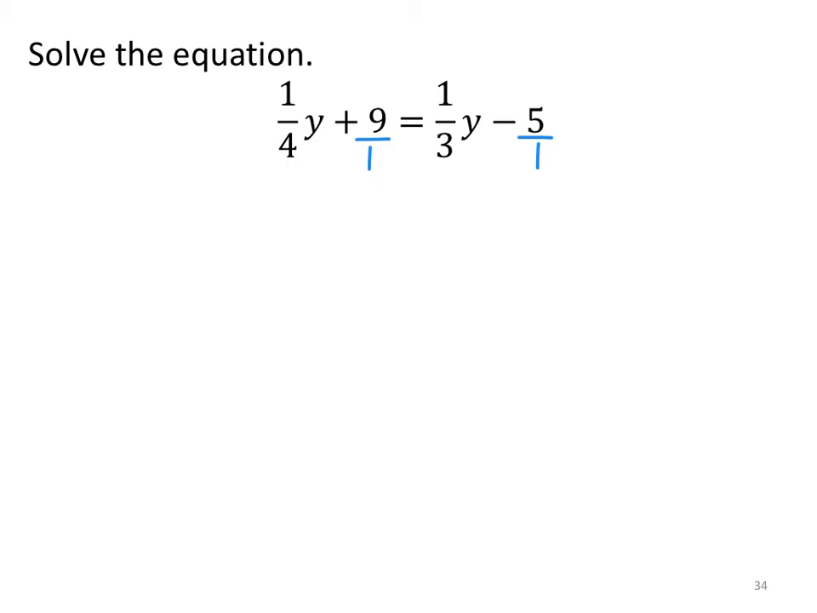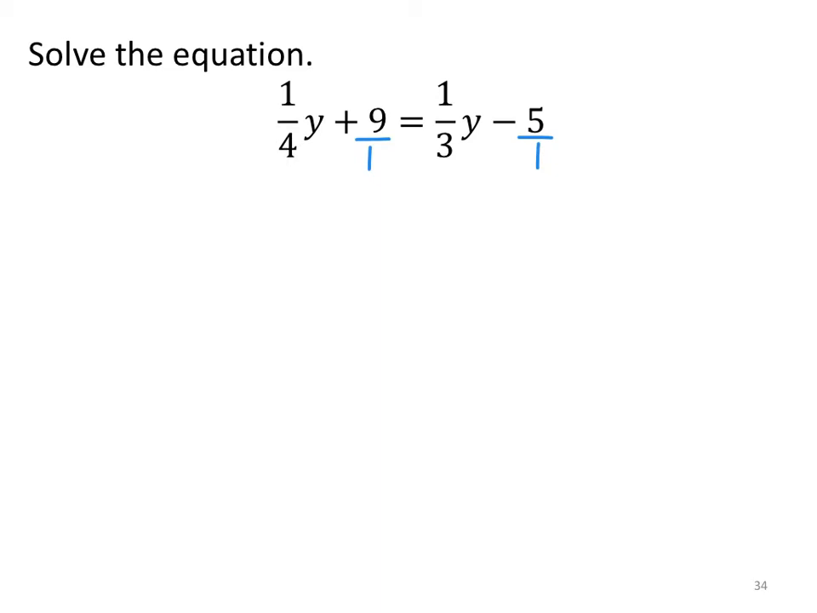So I would look at these denominators. I got three different denominators, 4, 3, and 1. And I should think about the lowest common multiple of these three numbers. And it doesn't even have to be the lowest. They just need to be common, by the way. So I would think, what is a common multiple of 3 and 4? And we've seen it already with 12, right? So what this means is if I could take all four terms, 1 fourth y, positive 9 over 1, 1 over 3y, and negative 5 over 1, and if I could make the denominators the same, we can make some magic happen, some real magic.